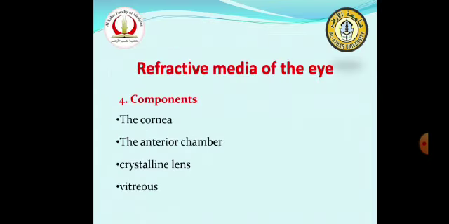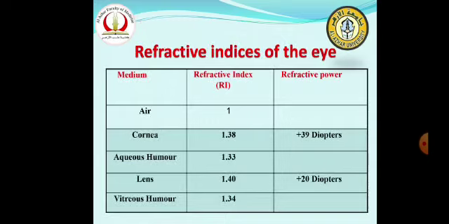The refractive media of the eye consist of four components: the cornea, the anterior chamber, the crystalline lens, and the vitreous. This table shows the refractive indices of the eye. The refractive index of air equals 1, that of the cornea equals 1.38, that of the aqueous humor equals 1.33, that of the lens equals 1.4, and that of the vitreous equals 1.34.